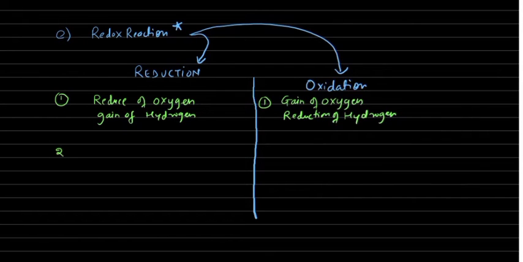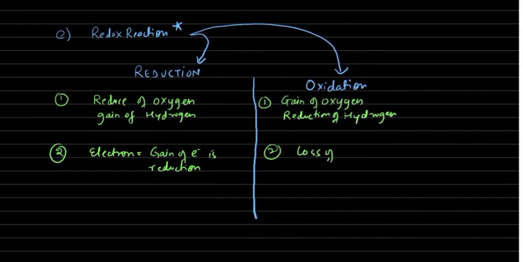Number two, on the basis of electrons: the gain of electrons is reduction and the loss of electrons is oxidation. So sometimes we remember it like this way: GER, Gain of Electrons is Reduction; LEO, Loss of Electrons is Oxidation.